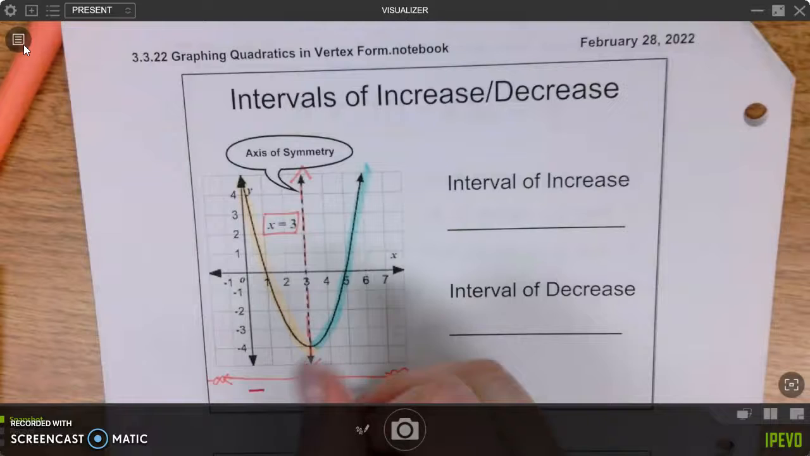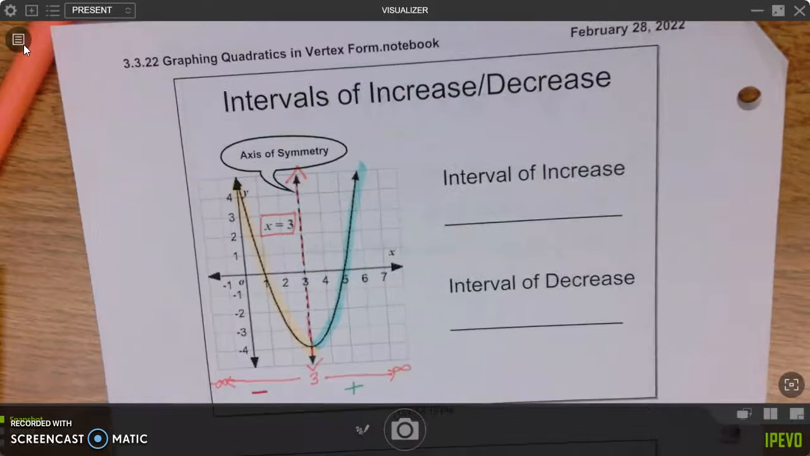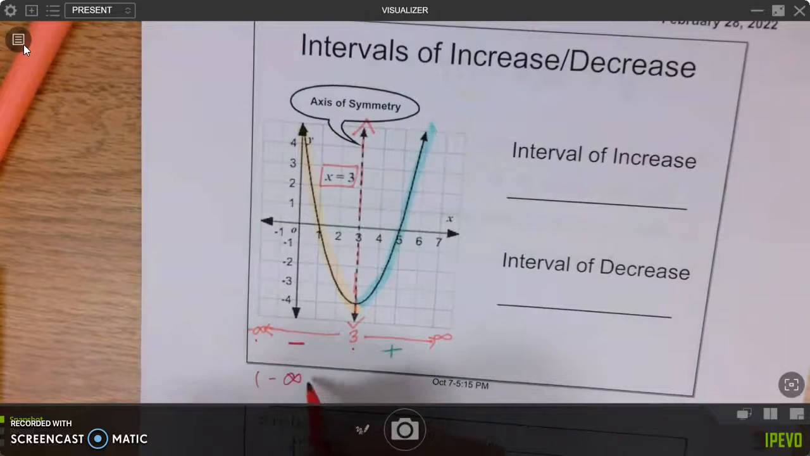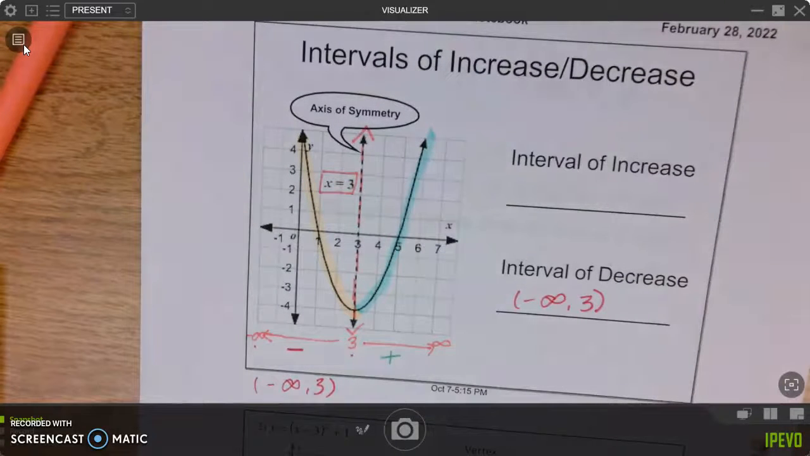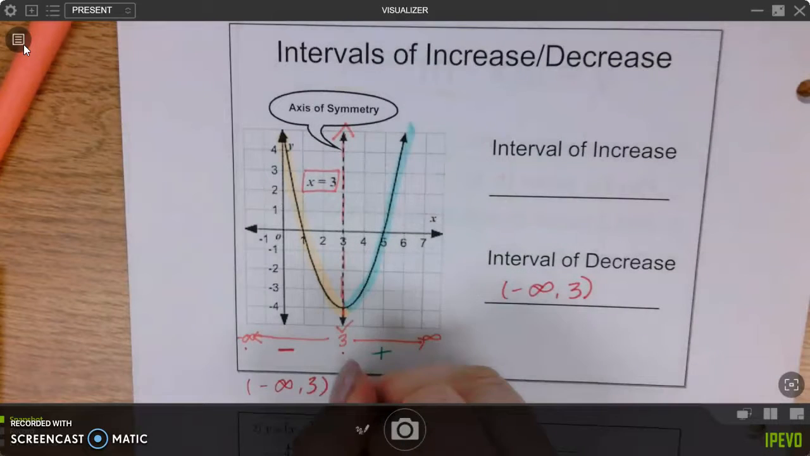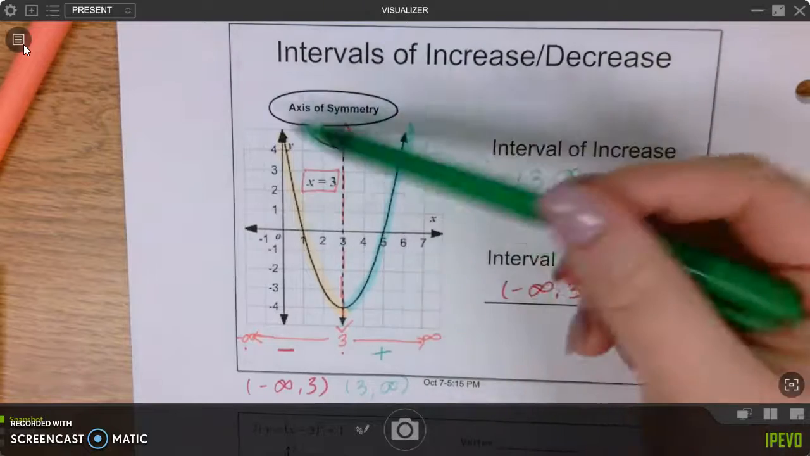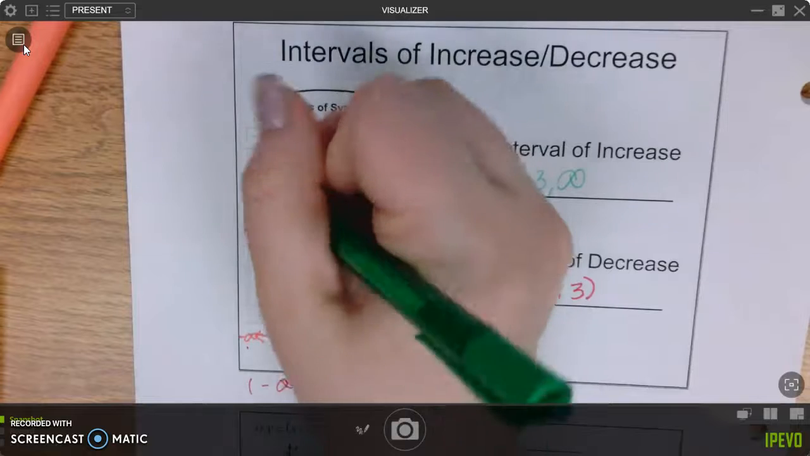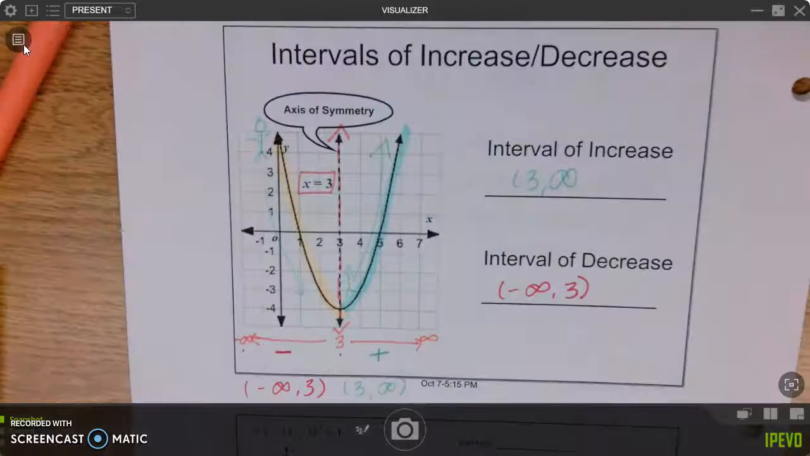So let's do green, right? So the interval of decrease is going to be from negative infinity to 3. The interval of increase is going to be from 3 to infinity. And you can highlight the entire graph, you can highlight a part of the graph, you can make a person, they go down and then they go back up. There's lots of different interpretations of how to do interval of increase and decrease.